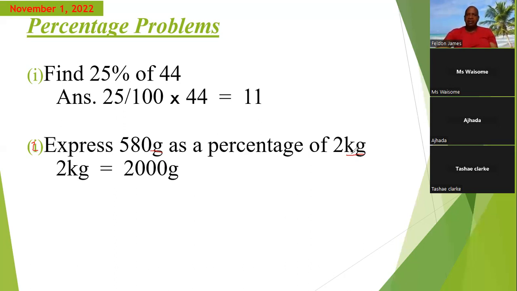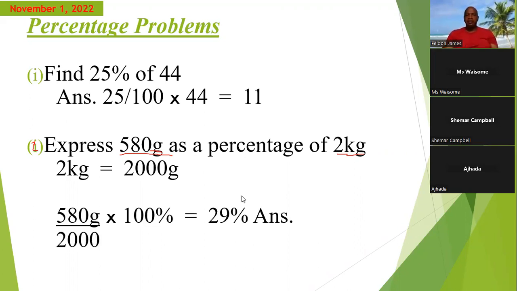Now, kg, the K here means you're multiplying by 1,000. And if you have 2K, it means you have 2,000. So the 2K means 2,000 grams. So once we convert our kilograms to grams, now we can write the 580 grams as a fraction of the 2,000 grams. And so we must always ensure our units are actually the same by doing the necessary conversion.